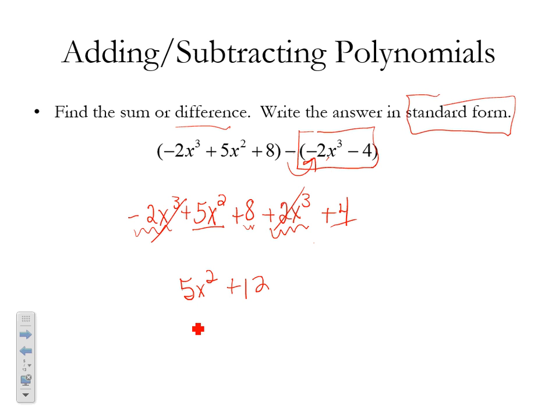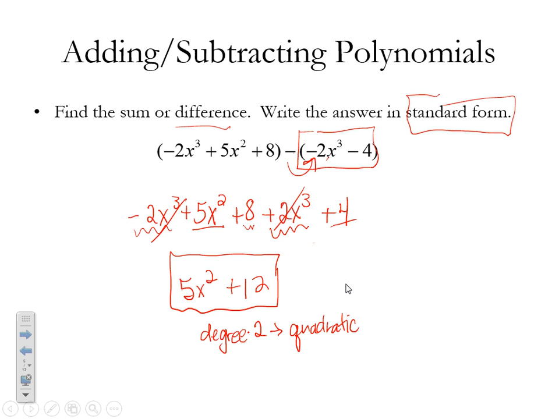Standard form says highest degree to lowest degree, or lowest exponent. The highest is 2, and there are no other ones. So this is in standard form. This would have a degree of 2, and what do we call that? Quadratic. Okay.